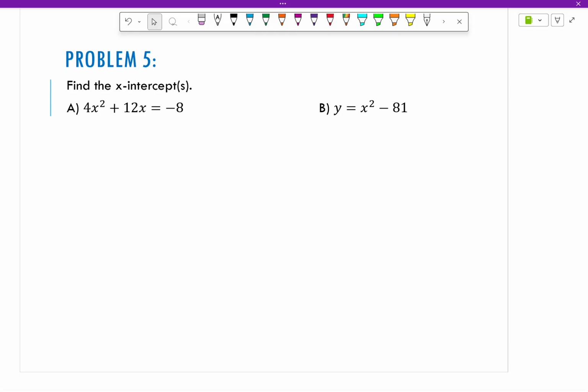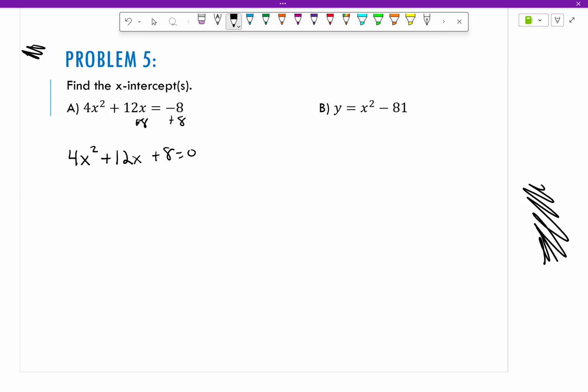For our last two here, I'm going to add the 8 over. Once again, everything needs to be on the same side so we can factor. Now this one I noticed I have a 4, a 12, and an 8. They have a 4 in common, so I'm going to factor it out. And then I can go ahead and factor what's inside the parentheses. That way the numbers are smaller and it's easier to work with.